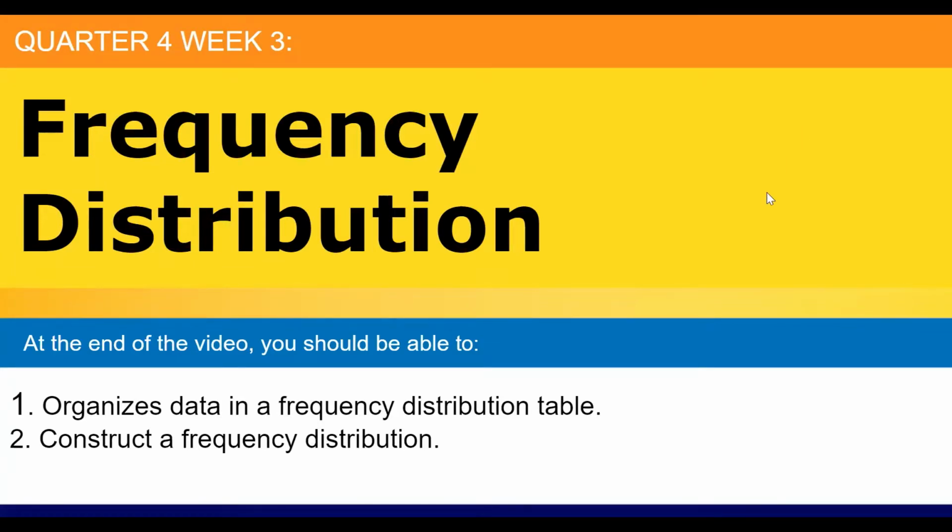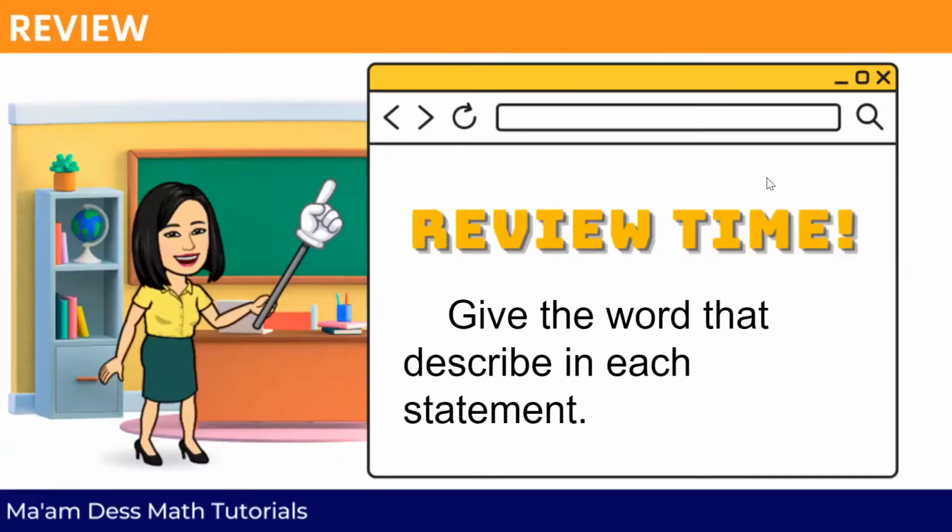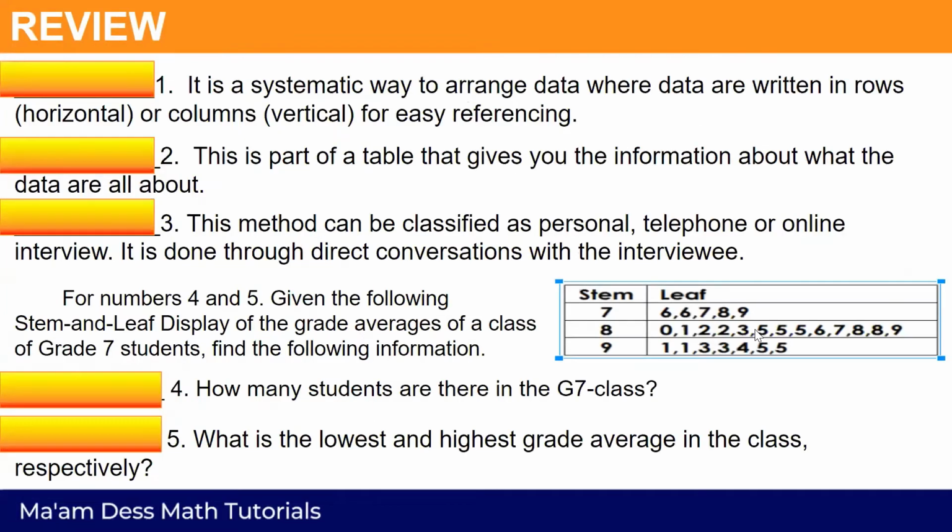So let's start. From a review, give the word that describes each statement. Number 1. It is a systematic way to arrange data where data are written in rows, horizontal, or columns, vertical, for easy referencing. The answer is table.